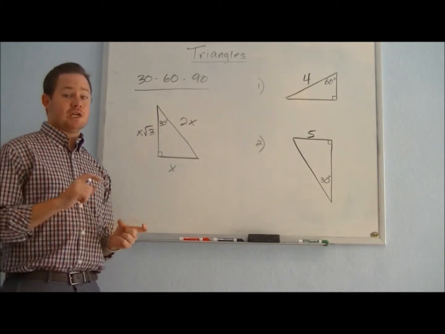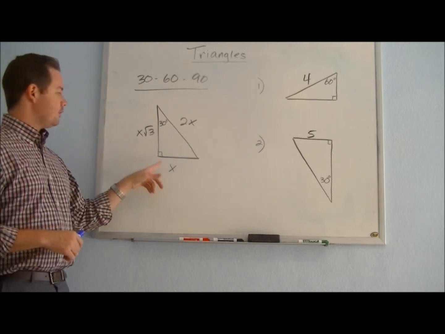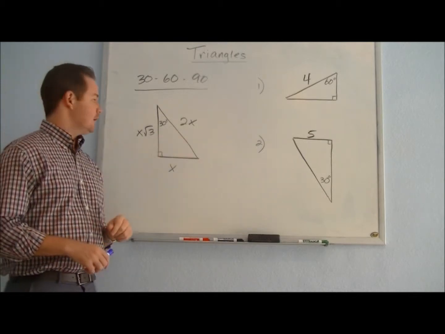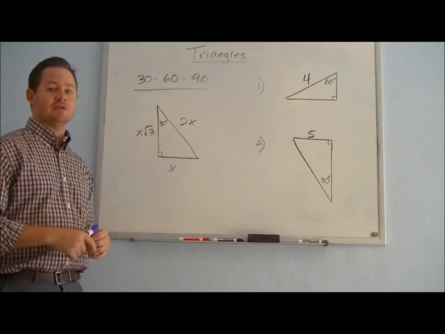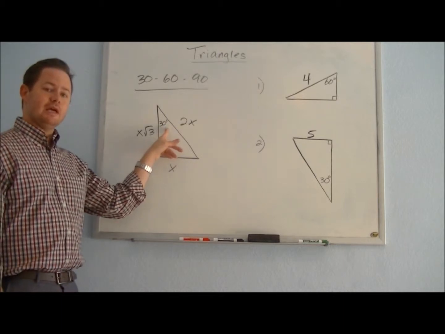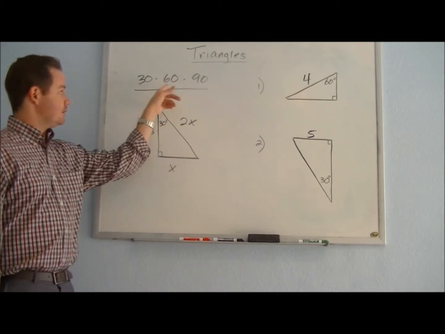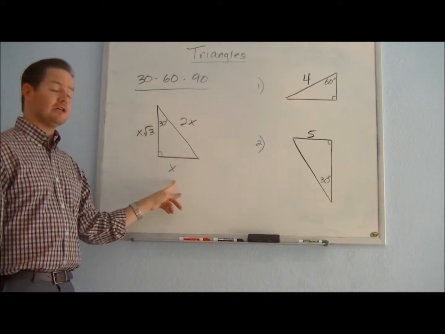Now the slightly more challenging part of 30, 60, 90 right triangles is that all three sides are different, and we have to be very careful to make sure we keep track of where each side is located relative to the corresponding angle. Your 30-degree angle is the smallest angle in a 30, 60, 90, which means that the shortest side will be across from that angle.